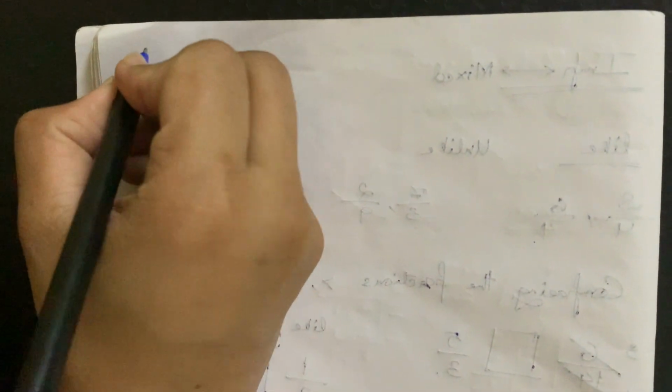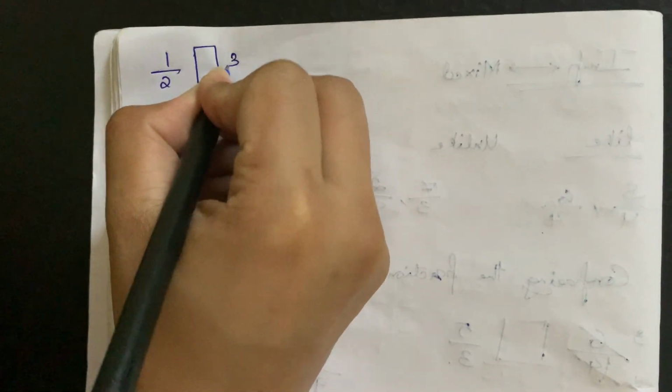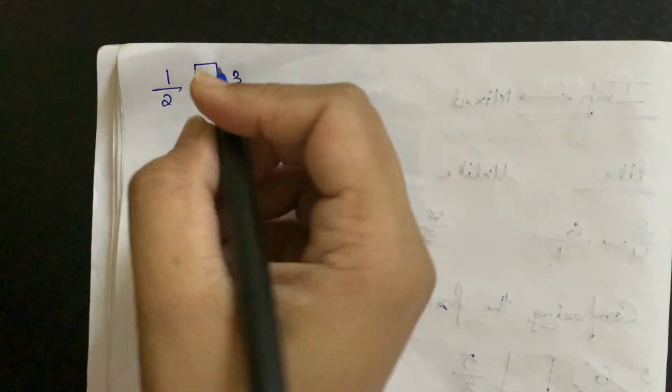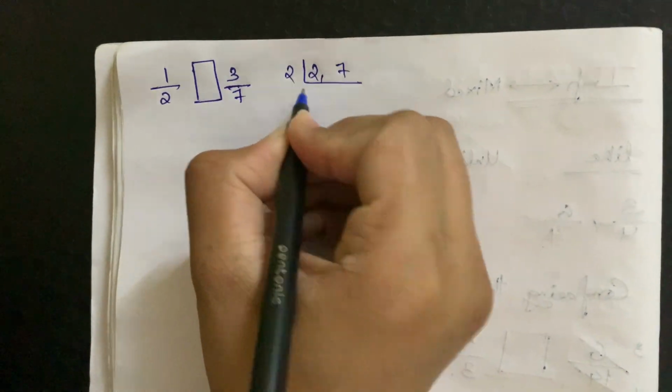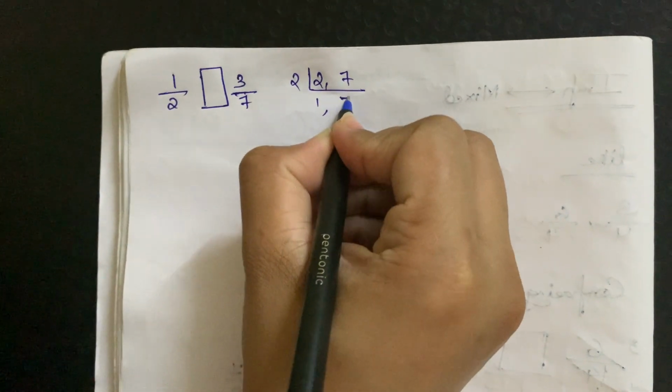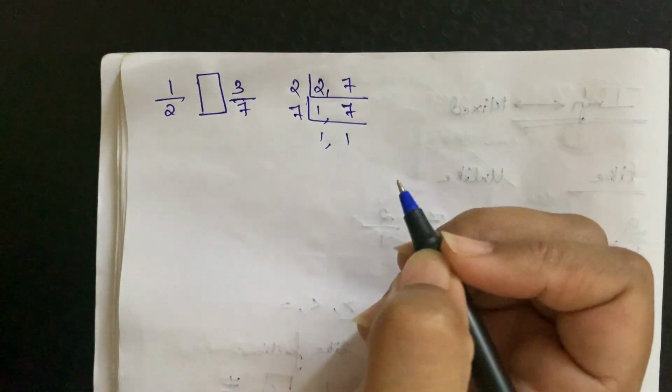Let's take the fractions like I have 1 by 2 and 3 by 7. So again what I'm going to do is take the LCM and try making the denominators the same. So 2 and 7. 2 ones are 2, and 7 won't come in the 2 table, so it will be written as it is. Then I have to go with the 7 table. So 14 is what I'm going to get.